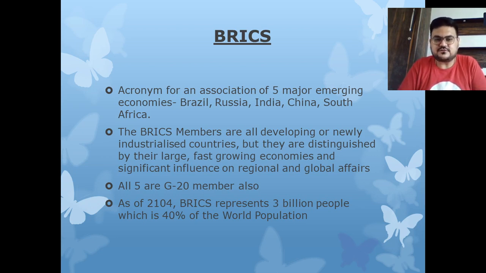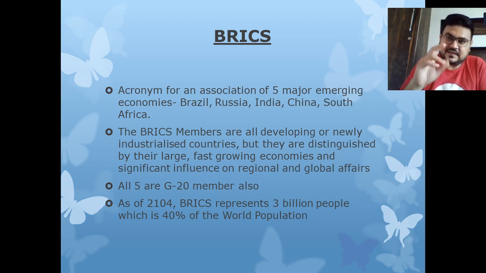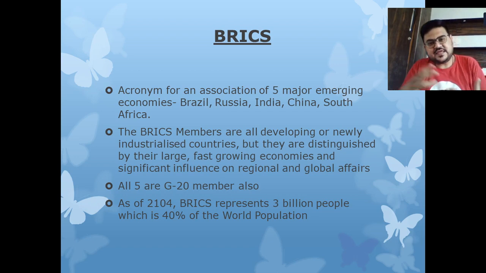As of 2014, BRICS represents 3 billion people, which is nearly 40% of the world population. So maximum market is here. If you want to sell goods, go to Brazil, go to Russia, go to India, go to China, go to South Africa. These are the top 5 developing countries of the world, and they have their own trade relationships. They have built their own systems of trading within each other's system. So there is trade between India and Brazil, India and Russia, China and India. You can see there's no other country here.